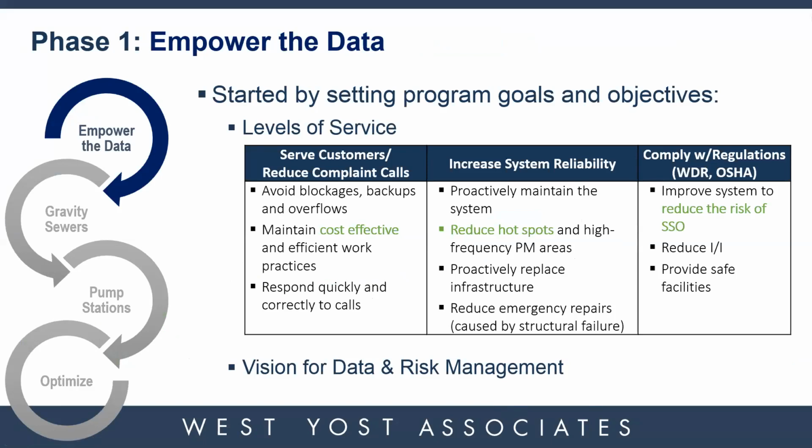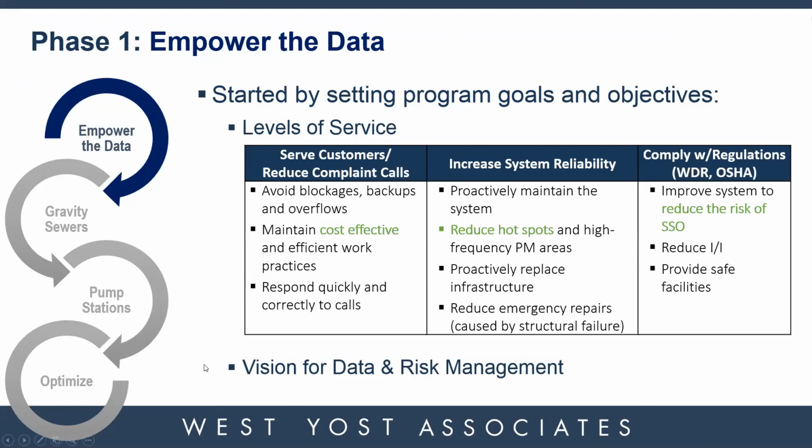So the first step in empowering data is to start by setting program goals and objectives. And some of these include improving service, maintaining cost-effective and efficient work practices, reducing hot spots and making the system more reliable, complying with regulations, like reducing the risk of SSOs, reducing I&I, and so forth. And after they set those high-level goals, which included getting the general manager involved, looking at goals set by the board of directors, and trying to really define those well, it sets the stage for the goals of the whole program. So the program we set up is trying to satisfy all of these.